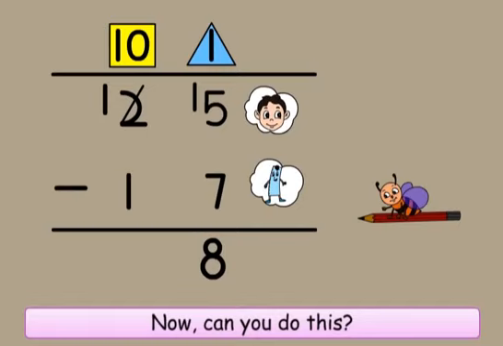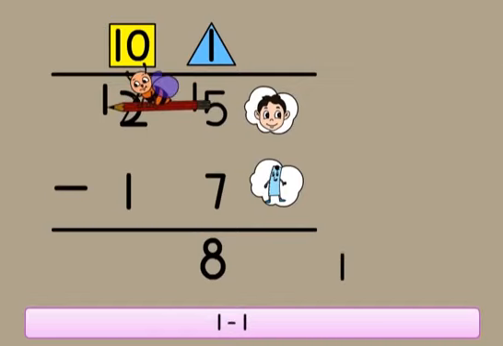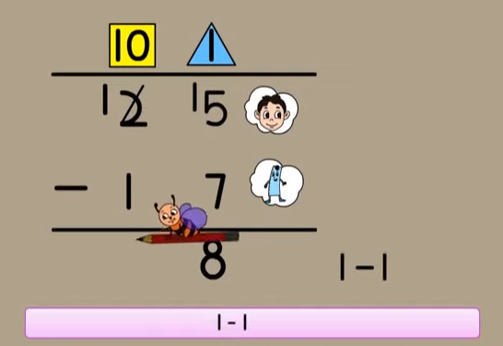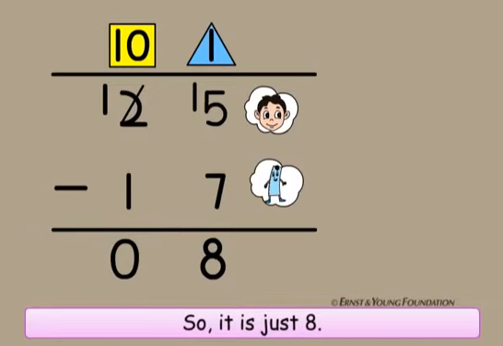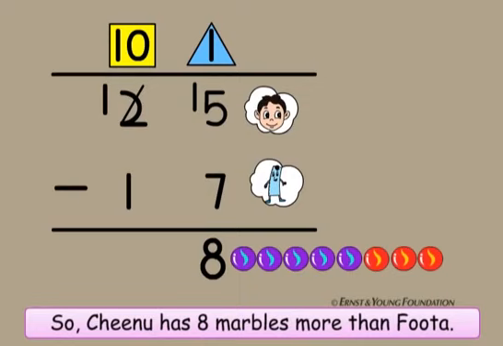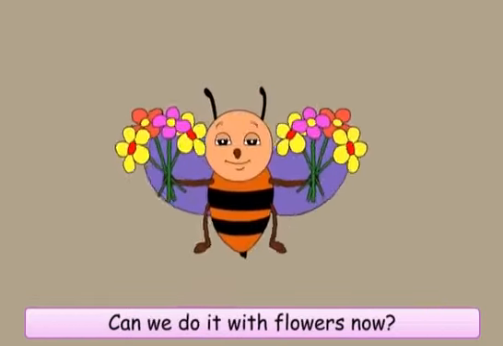Now, can you do this? Yes, I can. But it is 1 minus 1. Oh, what is 1 minus 1? It is easy, Buzz. 1 minus 1 is equal to 0. So, it is just 8. So Chinu has 8 marbles more than Futta. Can we do it with flowers now?